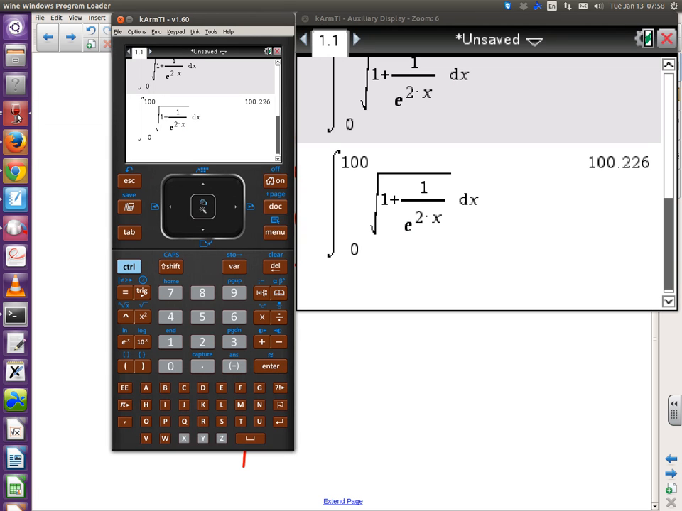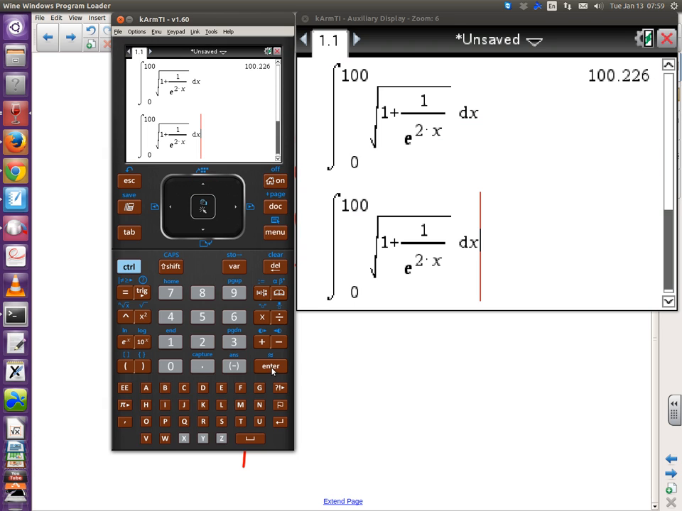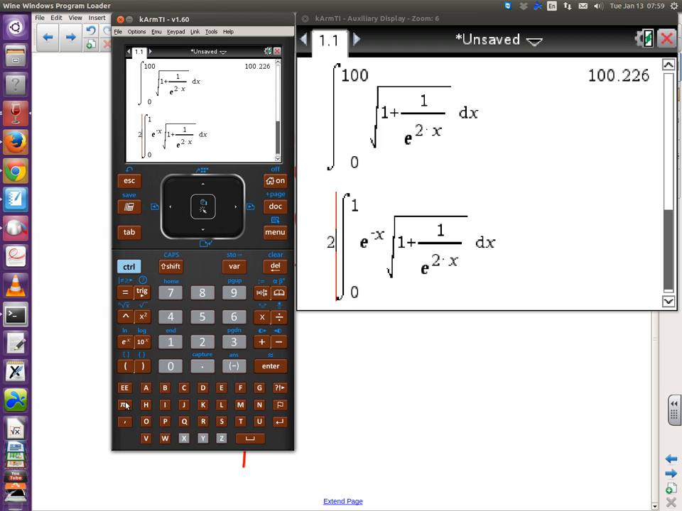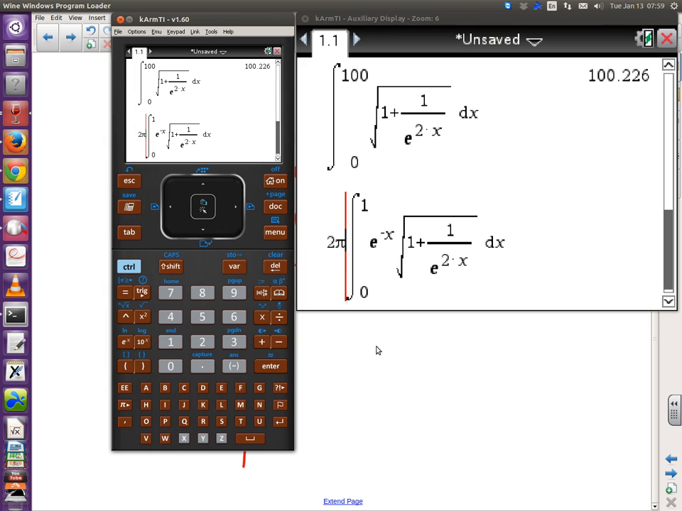Right, so let's go to the calculator. I'm basically doing this with a 2 pi e to the negative x in front, right? So I'm going to copy this. Let's go from 0 to 1. So I have to change this to a 1. But I also have to add to this an e to the negative x in front, right? And a 2 pi in front. You can put that in the integral or outside, it doesn't really matter. Let me put it outside. Okay, 2 pi. There you go.